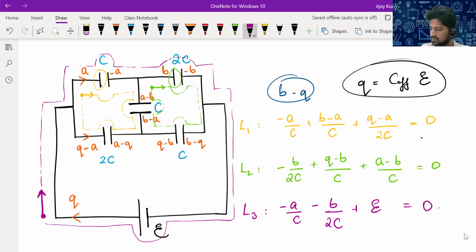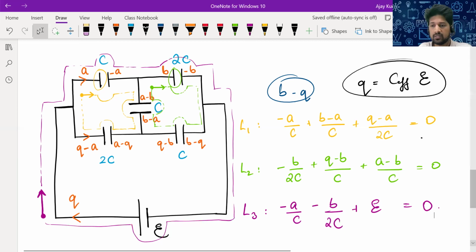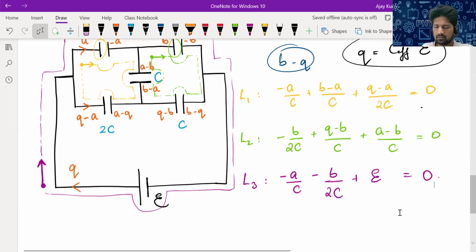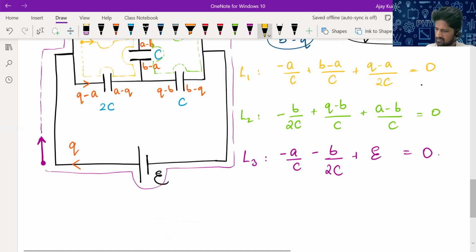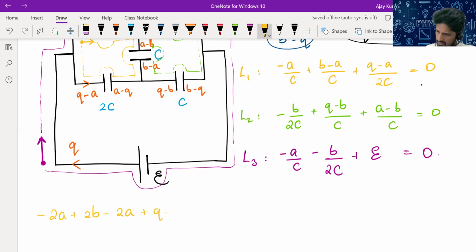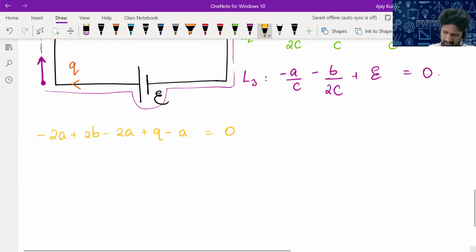We need to solve these equations now and get Q in terms of E. Okay. Now, in the first equation, for the first loop, whatever we wrote, that C can be sent to the other side, it will get cancelled. LCM, you have to take 2, then it becomes minus 2A plus 2B minus 2A plus Q minus A is equal to 0. I took LCM 2. So effectively, what does this become? Minus 5A plus 2B plus Q is 0.